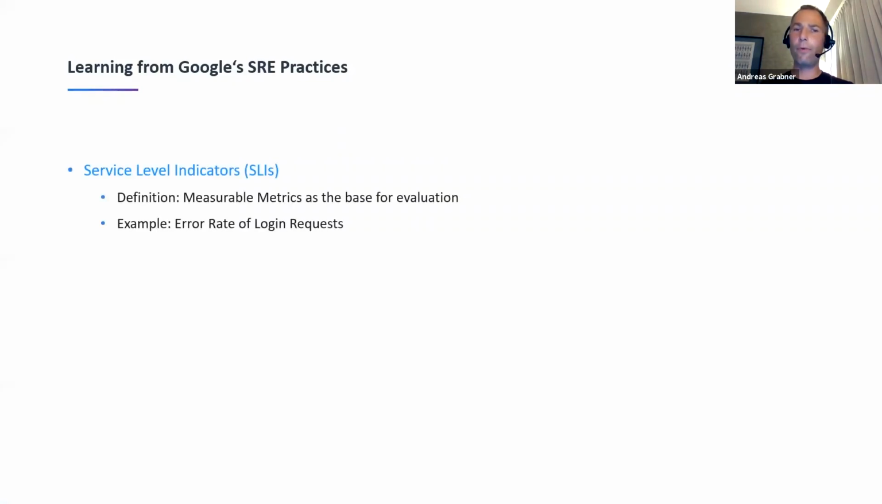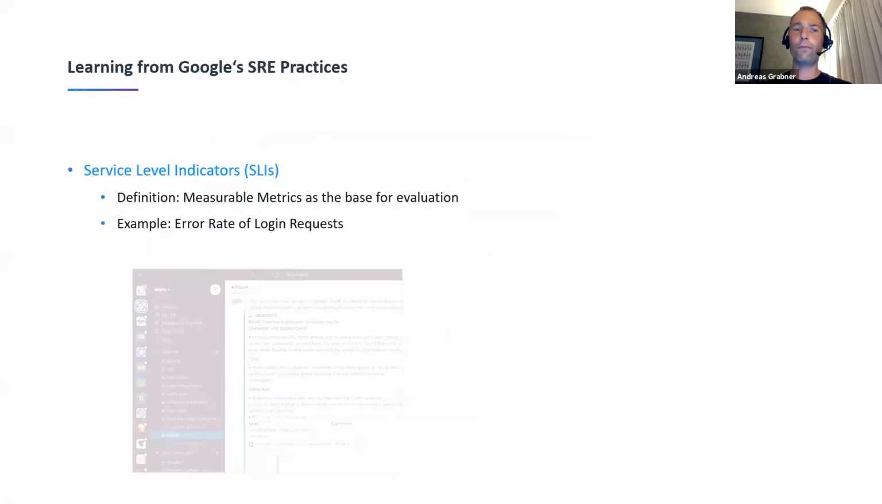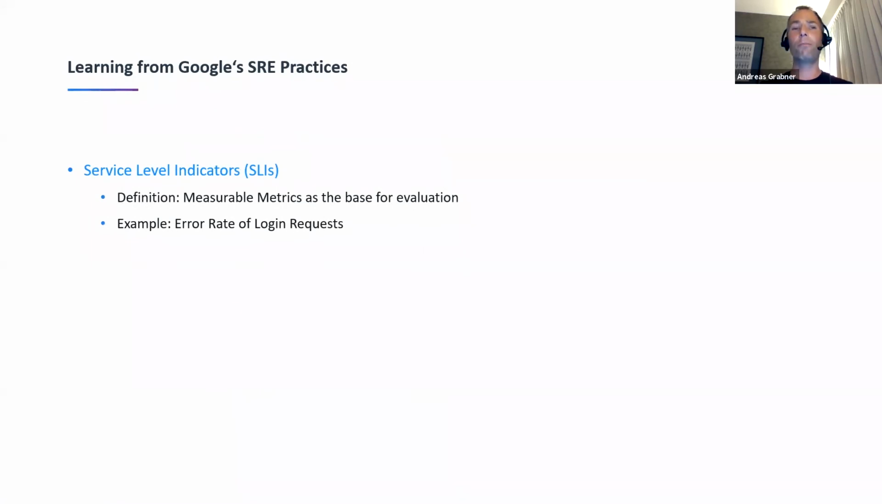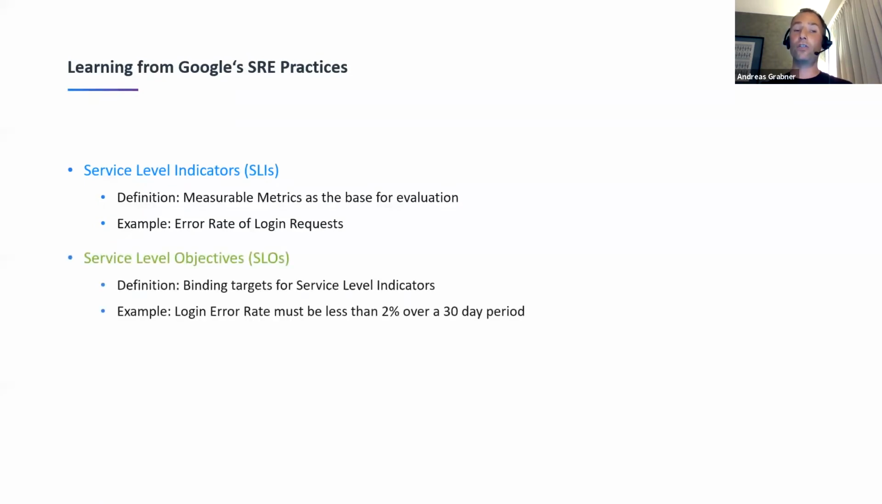Just a little primer. I assume most of you are aware of Google's SRE practices, but in case this is the first time you hear it, Google talks a lot about SLIs, which is essentially a metric, something that is measurable, like the error rate of login requests. Then you have SLOs. What are your objectives? So I'm expecting that my error rate in production in a 30-day period is less than 2%, because otherwise I really have a problem, because a lot of our users cannot log in. Think about online banking. If 2% of logins failed, then you have a lot of upset customers probably.